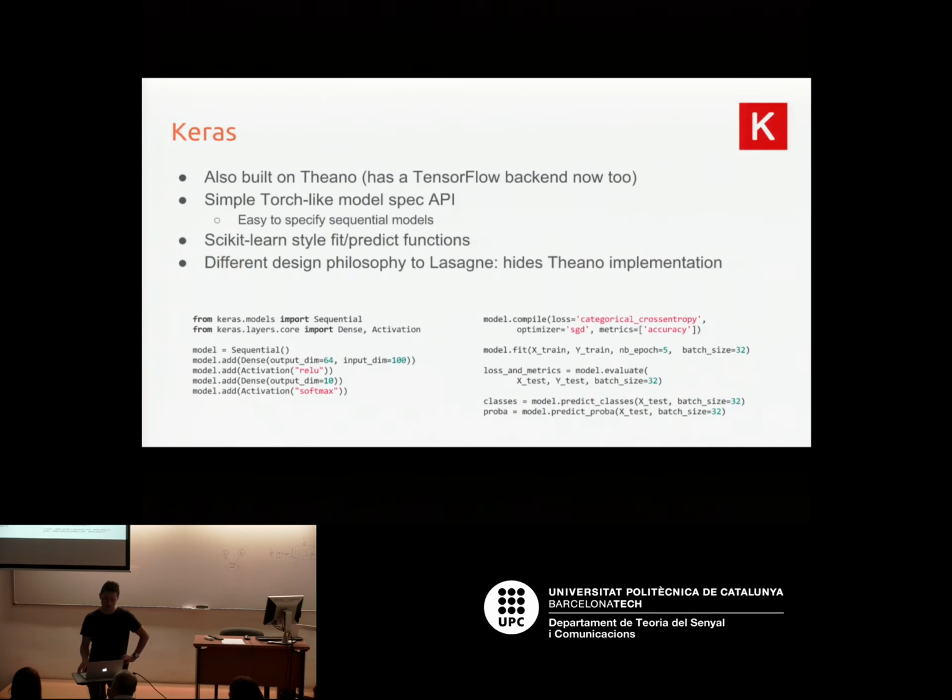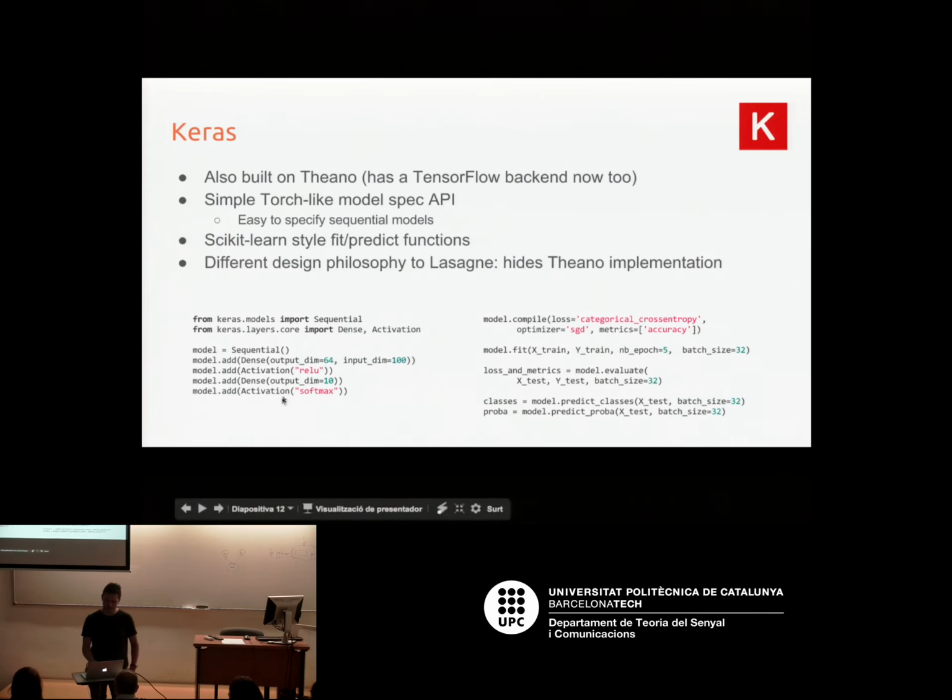Keras is another one that's very similar to Lasagna. It's got a very simple Torch-like model specification API. Torch is another deep learning library that you'll see in a minute, written in Lua. If you've used scikit-learn, you'll really like this one because it's got these nice functions where you just fit your model with a fit function and predict and things like that. So it'll be very familiar for you. It's a slightly different design philosophy to Lasagna. Lasagna tries to expose the underlying details. Keras kind of hides them behind a backend. But one of the nice things about doing that is Keras can run on top of Theano and TensorFlow. They just switch out the backend, no problem.